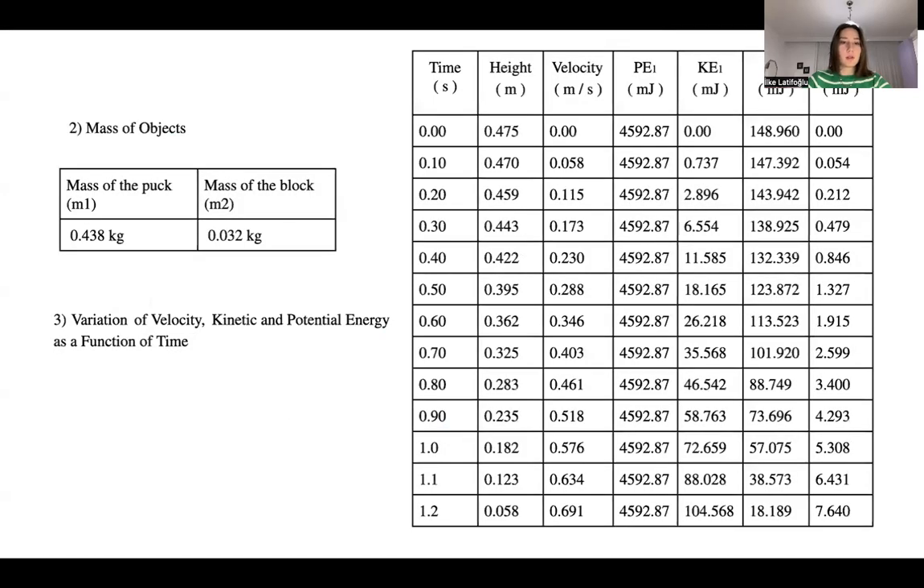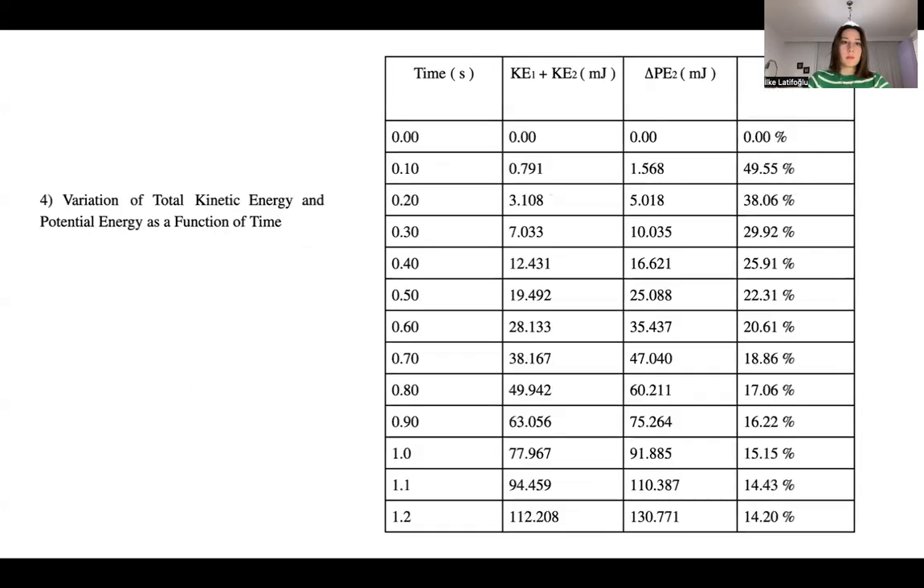Another data table for the masses of the objects, another data table for the variation of velocity, kinetic, and potential energy as a function of time. I calculated the corresponding velocity values using the accelerations, and the kinetic energy values using the corresponding velocity values, potential energies using the corresponding heights, and also masses.